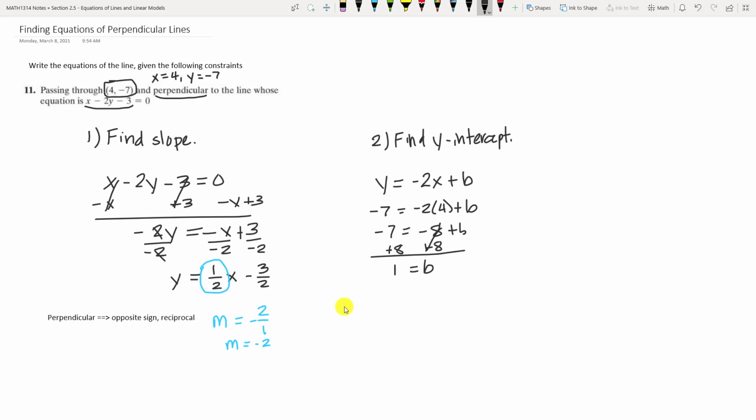And so now I can write my final answer to this problem: y equals -2x, which was my slope, and my y-intercept I just found was 1. And so that is the solution.